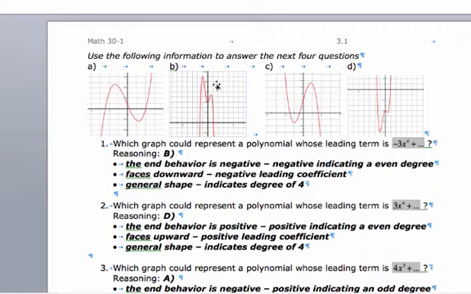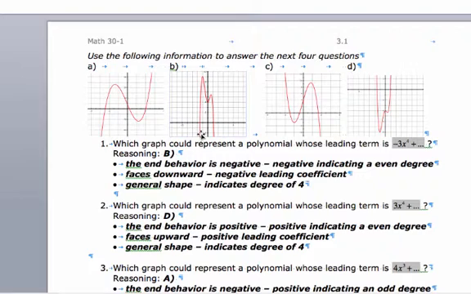Okay, what we're going to move on to is we're going to try and identify, and you can obviously see my notes here, so you'll be able to pick it out, but we have 4 functions here. We're going to identify what types they are based off of their appearance. So we first want to look at question number 1. Which graph could represent a polynomial whose leading term is negative 3 times x to the fourth? I've already identified that it's B.